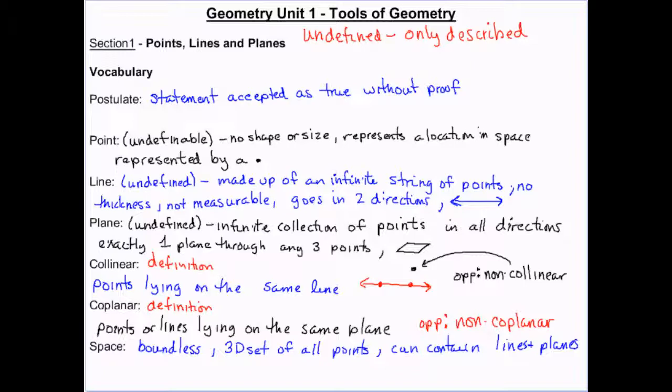So the opposite is non-coplanar. Okay, and then space. Not only the final frontier, but it's boundless. It's the 3D set of all points, and it contains points, lines, and planes. If you think of a box, but that it goes on forever, it's like space. As far as we know, it just goes on forever in every direction, right? Except it's full of points and lines and planes.